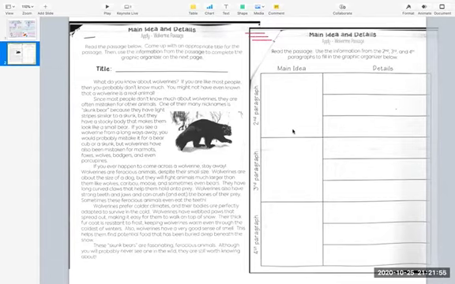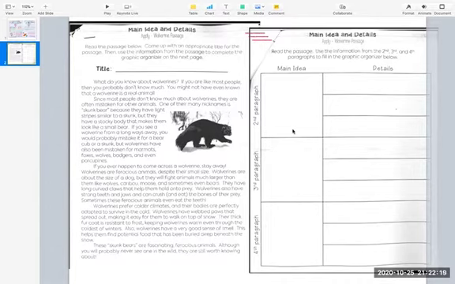Main idea and details with the Wolverine passage. So first we're going to read through it and stop after the second, third, and fourth paragraph. And we're going to think about some repeated words and the details given. And we're going to come up with our main ideas. Then when we're all done, we're going to think of a title for this text.